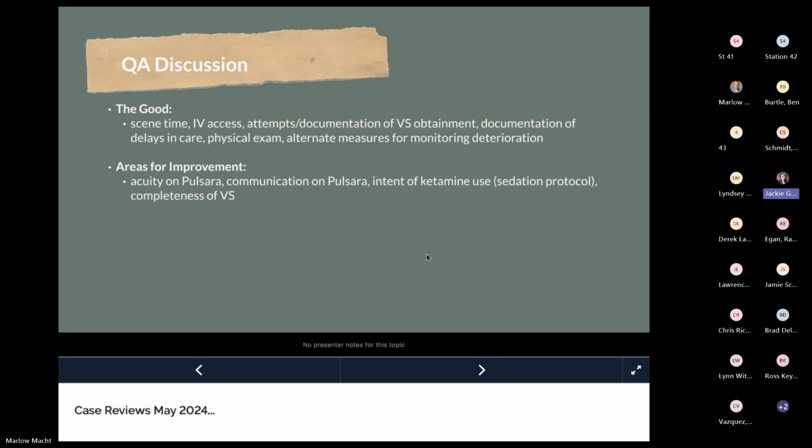Communication on Pulsara was a little not congruent with the patient's history, as he was altered, not a GCS of 15. And I think that the intent of ketamine use is not for sedation, even though 25 milligrams would not sedate this patient. But if you're worried about needing sedation, you should be moving towards our sedation protocol instead of looking at ketamine as a sedative. And then the completeness of vital signs.